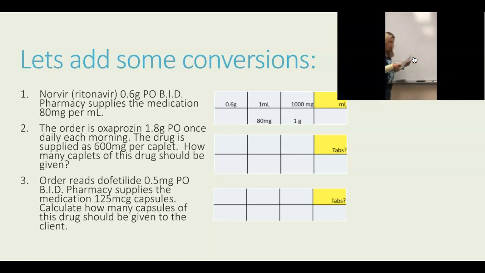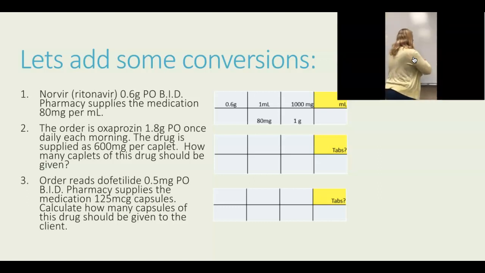So question number 1, slide 20, says Norvir 0.6 PO BID, and that's an antiviral. We're going to give 0.6 grams by mouth twice a day, and it's supplied by pharmacy as 80 milligrams per milliliter. So we're looking for volume, because milliliters is volume, and we also have a conversion because it comes in milligrams, but the order is in grams. So we have to put all that together.